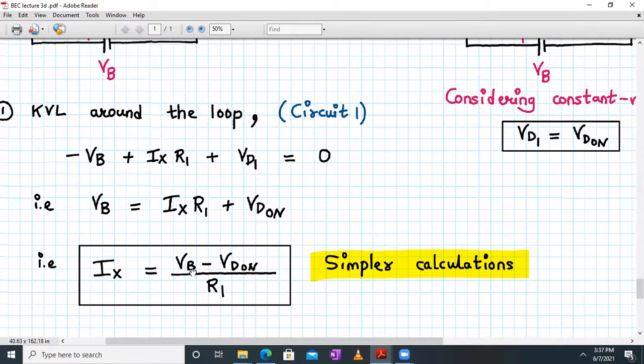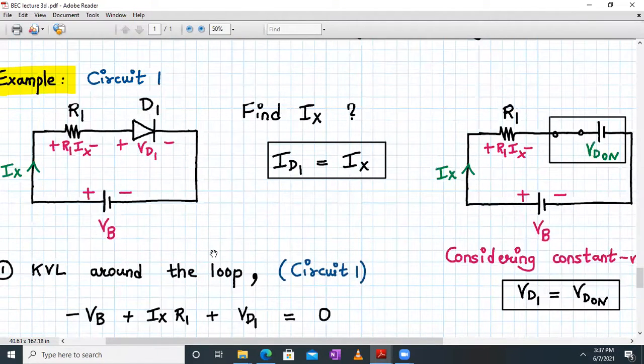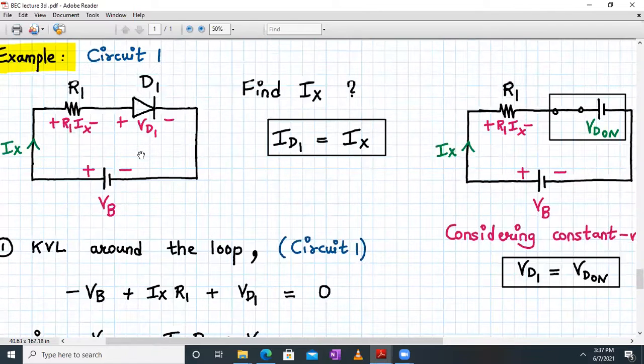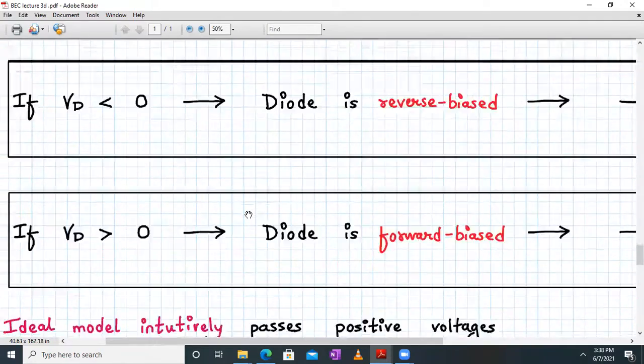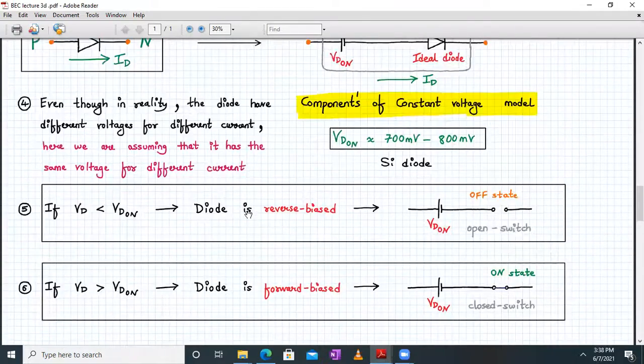So the original aim is to find the value of the current through the diode. The current in the circuit is the same as the current through the diode. So the current through the circuit, Ix, if you rearrange the terms, VD on will go there, so it will be VB minus VD on upon R1. Now we know the value of VB, we know the value of R1, and we even know the value of VD on. Okay, what was the value of VD on? We have seen that over here.